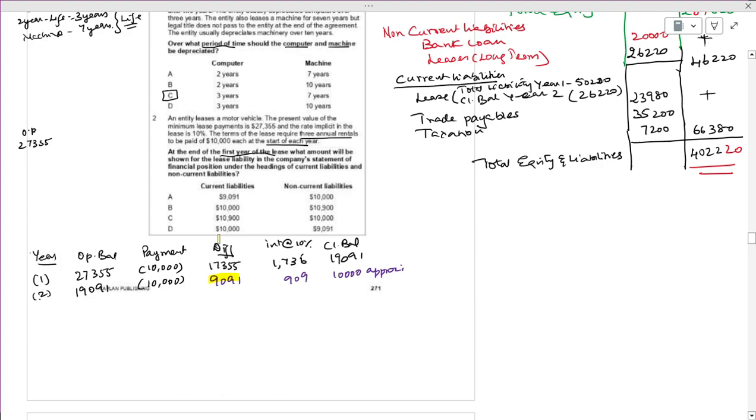Same rule. How much is there? 9091. 9091. Is it right? This is non-current liability. And the difference between opening and non-current liability is how much? 10,000. 10,000. 9091 minus 9091. Current liability comes to how much? It comes to 10,000.